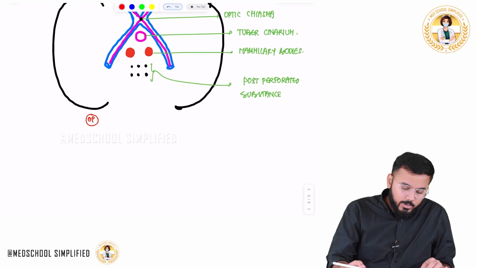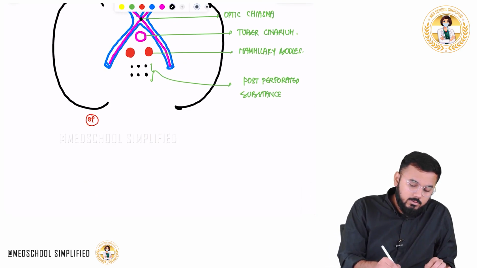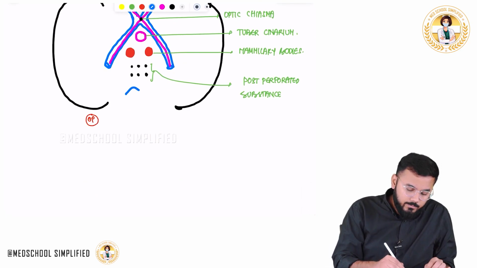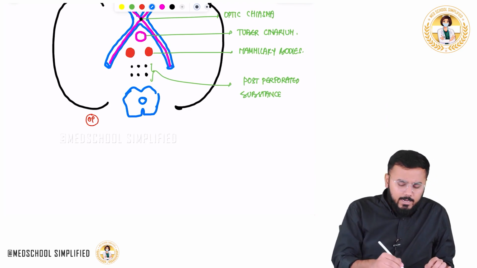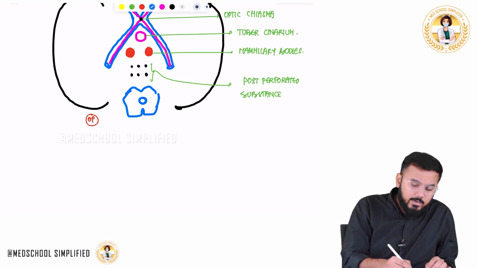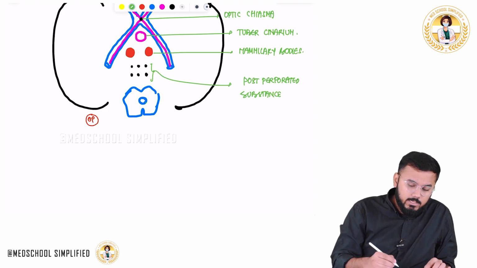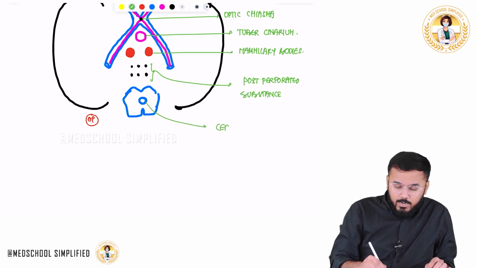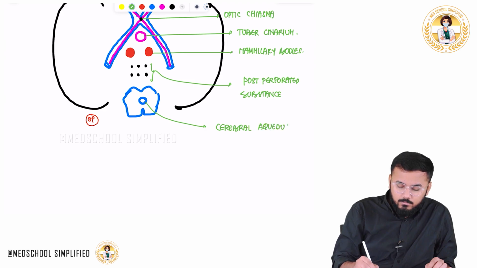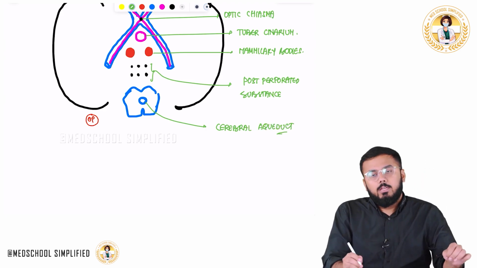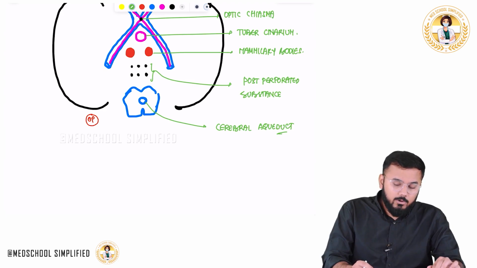So where is the midbrain located in this picture? This is your midbrain, which is located over here. You see, this is the midbrain. And in the center of the midbrain, you have got the aqueduct. Yes or no? What is this? This is called the cerebral aqueduct. So these are the structures which are located over here.